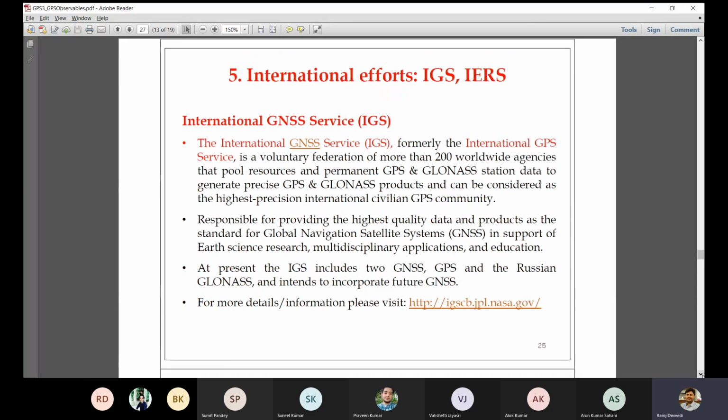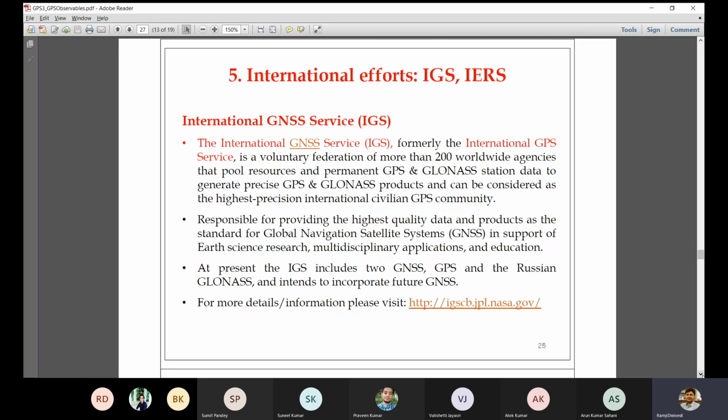Now, the agency which is responsible for providing a variety of data products is called the International GNSS Service, or in short we call it IGS. You may recall that I've explained to you many times that there are several IGS stations worldwide around the globe that act as monitoring stations for the GPS satellite system, or for the time being they are also called the GNSS monitoring system.